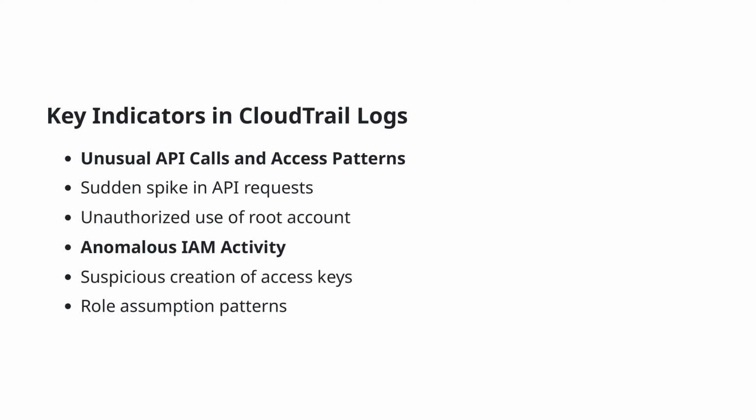When analyzing CloudTrail logs, it's essential to pay attention to key indicators that can signal potential security incidents. This includes unusual API calls and access patterns, such as a sudden spike in API requests or unauthorized use of the root account. Additionally, anomalous IAM activity, such as suspicious creation of access keys or unexpected patterns in role assumptions, should also be monitored. Being vigilant in these areas can help to detect and mitigate potential breaches in your cloud infrastructure effectively.